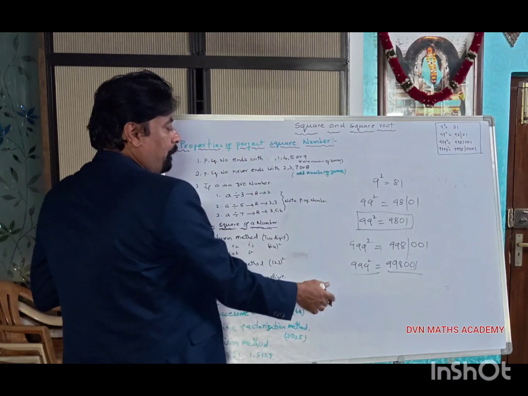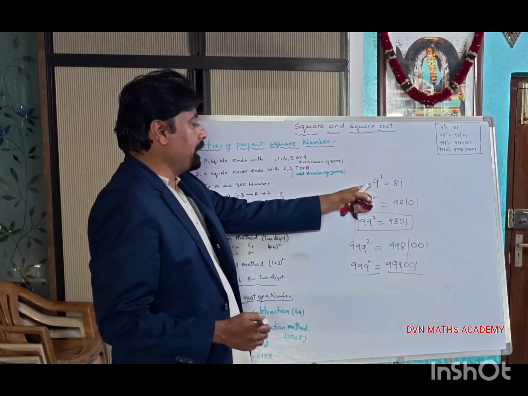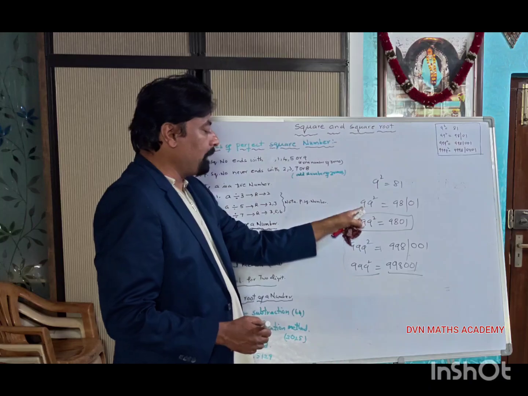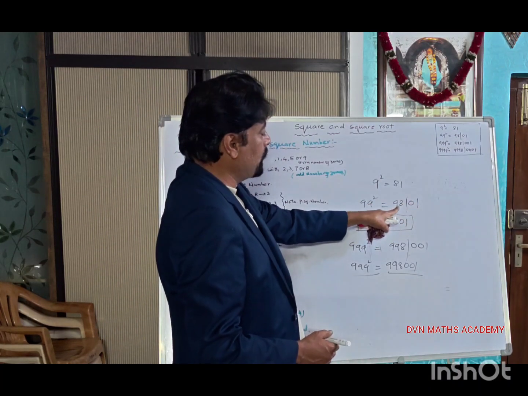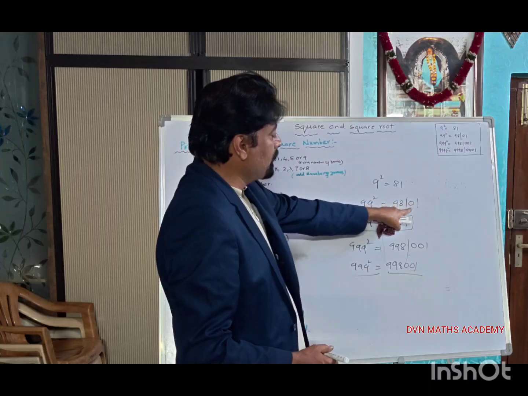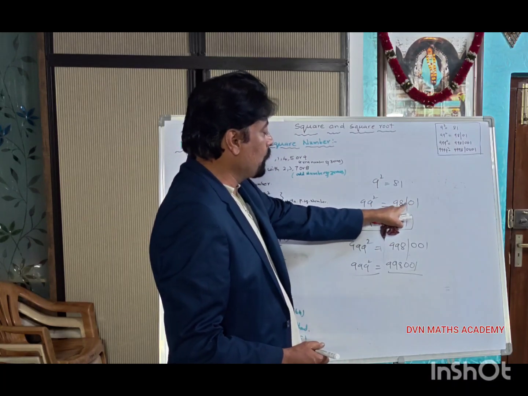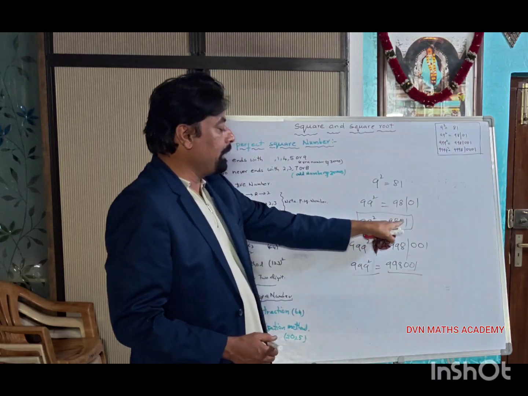This pattern will be applicable for numbers made of 9s. 9 square you can write as 81. For 99, you subtract 1 from 99, that is 98, and afterwards you write again 2 digits. 9 plus 0 is 9, so you write 0 here. 8 plus 1 is 9, so you write 1 here. So the answer of 99 square is 9801.